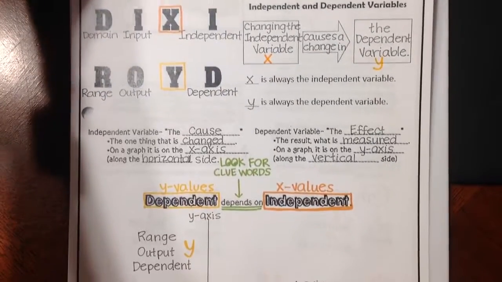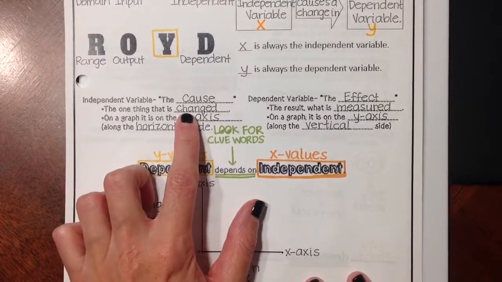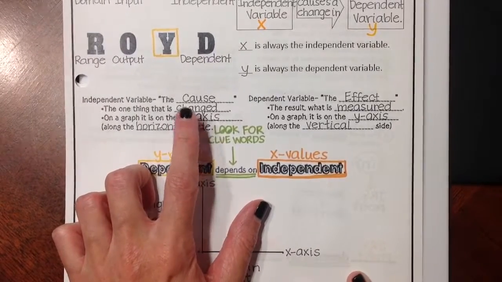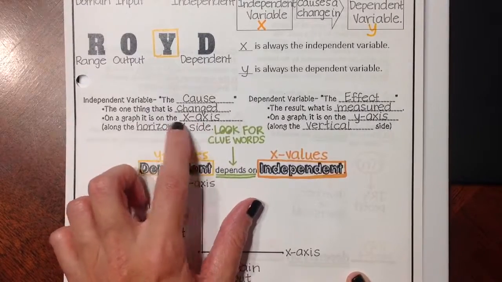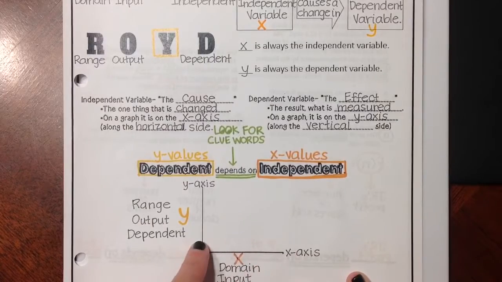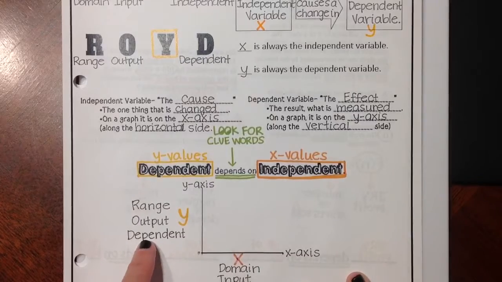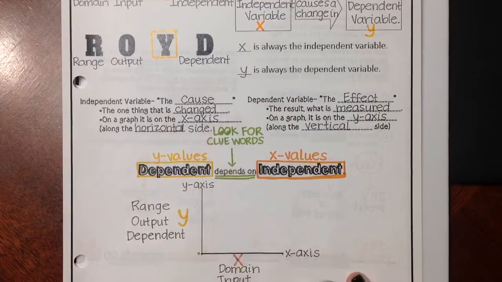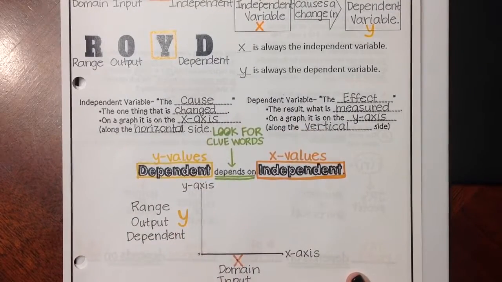The independent variable is going to be your cause. It's going to be the thing that is changed because you control what numbers those are based on what your x values are counting or measuring on the x-axis, and that is the horizontal side. Your dependent variable, your y values, are going to be the effect because that is what is measured. That's going to be the result, and it's going to be due to whatever your x values are. On a graph, it's on the y-axis. That would be along the vertical side.